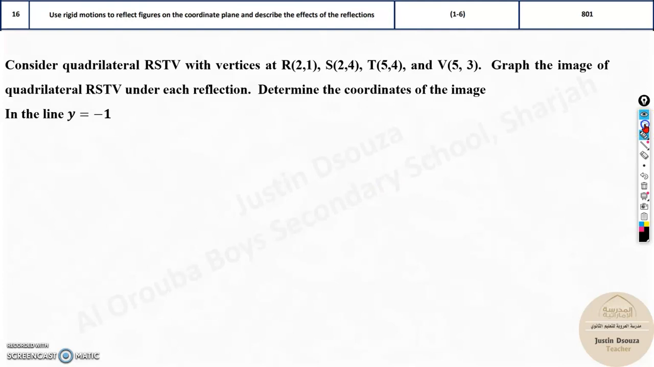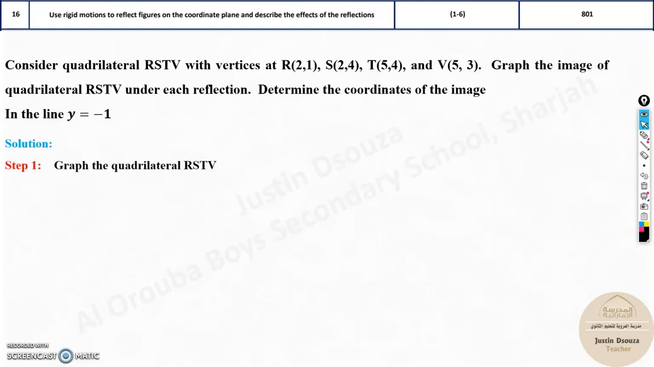Now here, you might have already learned about reflection along axes, say the x-axis and y-axis. But now it is not about axes, it's about particular lines. Let's look at this problem. Consider the quadrilateral RSTV where the coordinates are given. You need to reflect it along the line y equals -1. How would you do it?